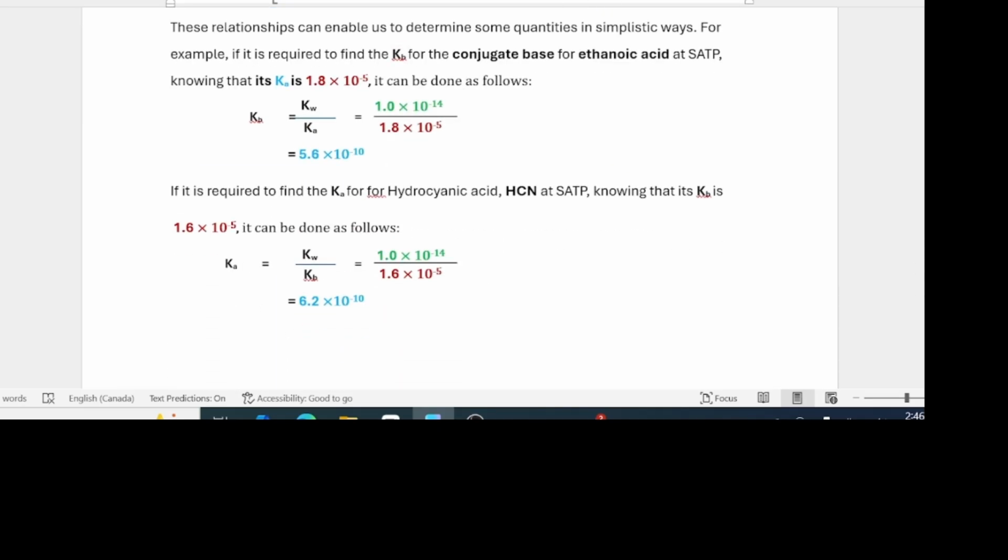If it is required to find a Kb for the conjugate base for ethanoic acid at SATP, these things are all measured at SATP, okay? At different temperatures, they have different values. So the Ka is 1.8 times 10 to the negative 5. And you want to know what Kb is. Take Kw and divide by Ka. So that's Kw divided by the Ka provided. It turns out the Kb for the ethanoate base is this.